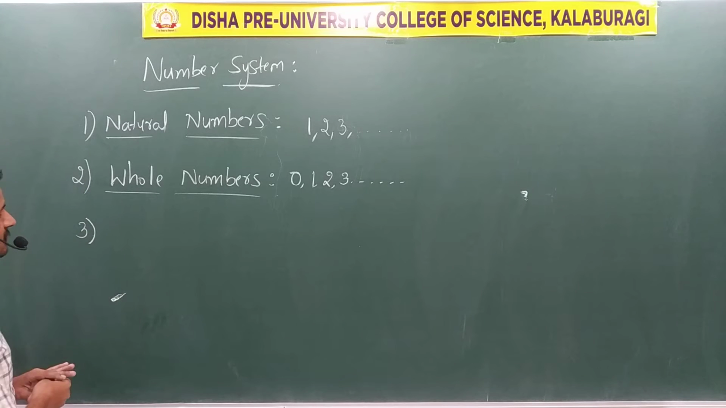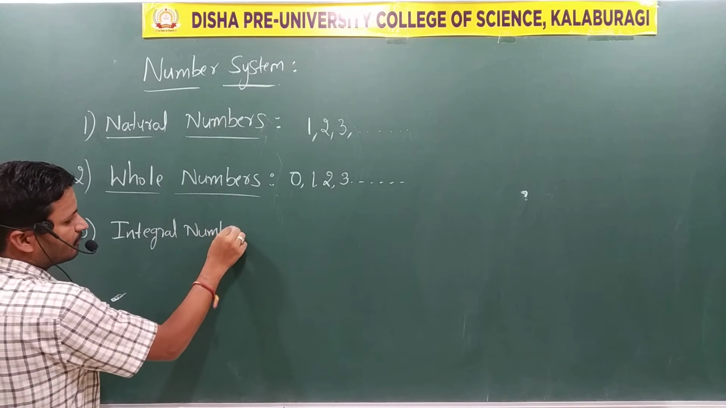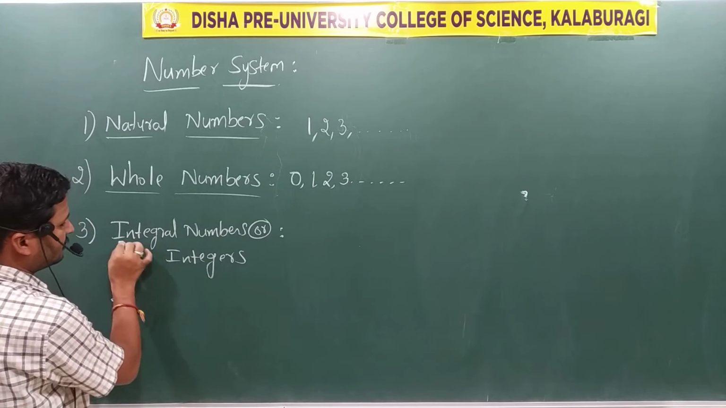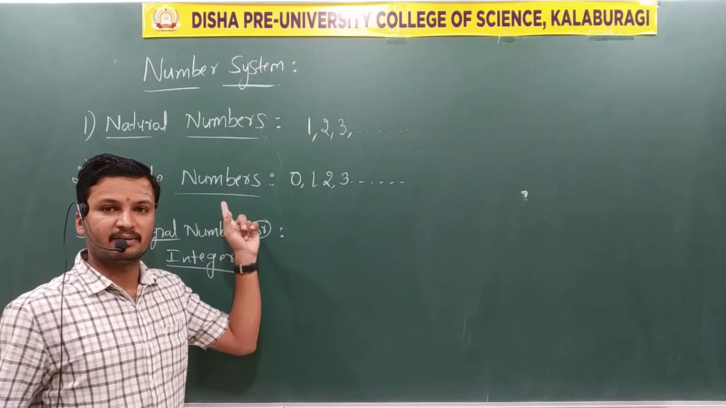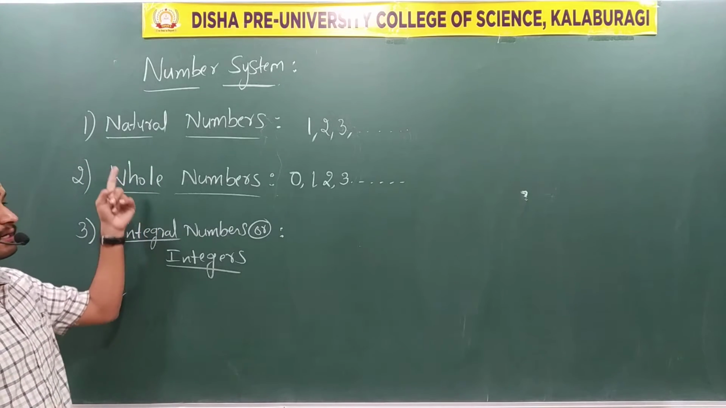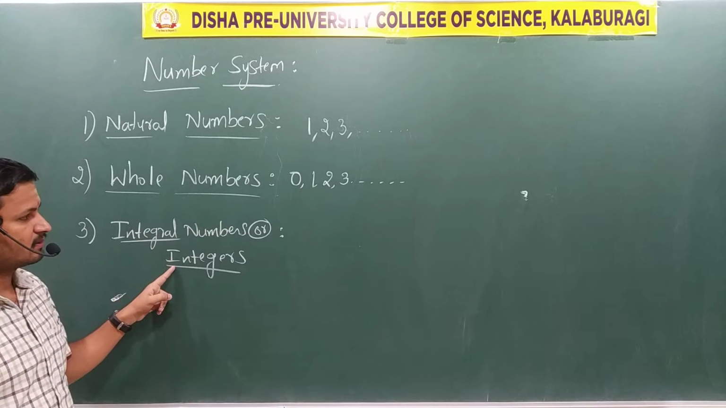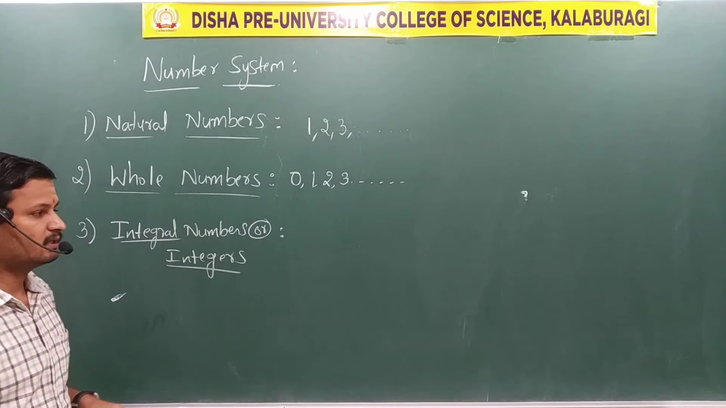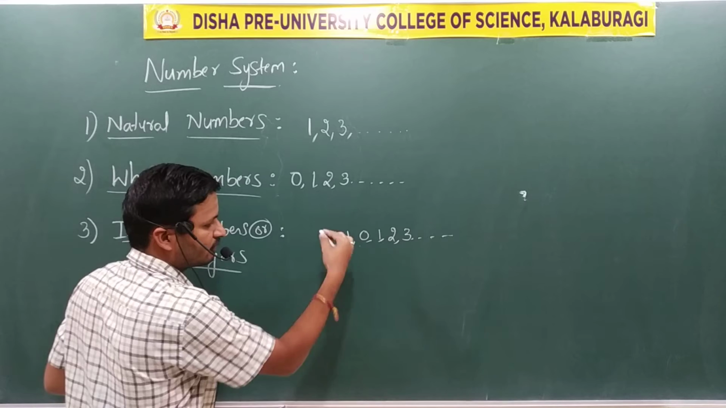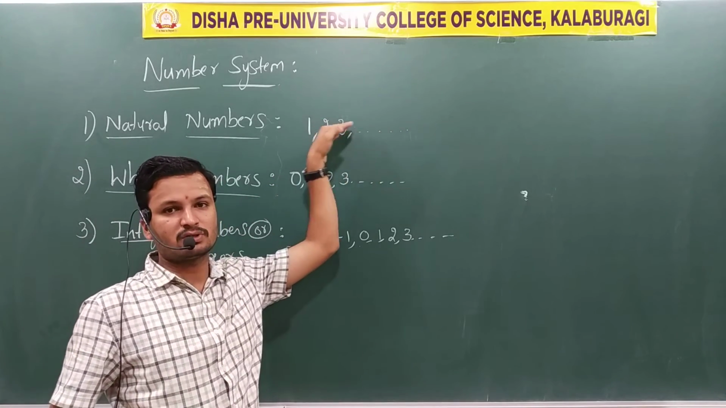And the third one, integrals or integers. Integral numbers and integers are one and the same. So integers are all whole numbers including negative values. See, whole numbers are natural numbers including zero. Here in integers, these whole numbers are there including negative values. So 0, 1, 2, 3 and so on, including negative values, -1, -2, -3 and so on. We don't know up to where it ends, it will go on like this.